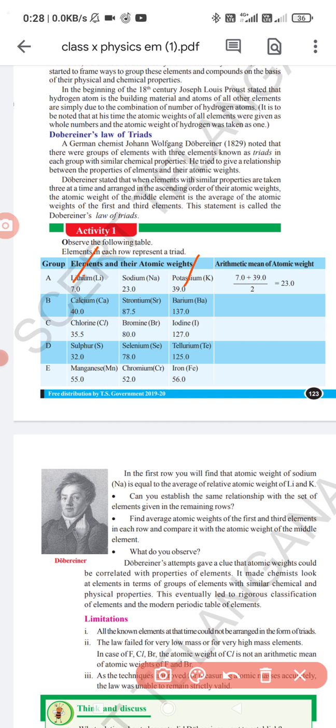In the first row, you will find that the atomic weight of sodium, that is 23, is equal to the average of the relative atomic weights of lithium and potassium. How did we get this 23? It is the average of the atomic weights of lithium and potassium, that is 7.0 plus 39.0 divided by 2. Average means we have to divide by 2. We have 2 atomic weights, so we are dividing by 2. So what we got? 23. So the atomic weight of the middle element is equal to the average of the atomic weights of the first element and third element.